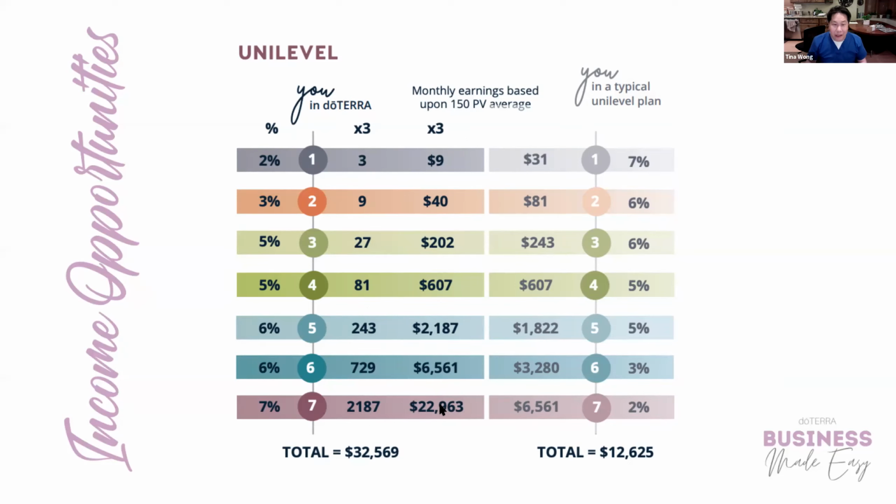So that's the difference here in doTERRA, with the same number of people, you're going to get almost $23,000 a month versus only $6,500 a month with other plans, if they go down to 7 levels. So the difference is $32,000, adding all these percentage levels. $32,000 with doTERRA, $12,000 adding everything here with other companies. It's almost three times as much based on just flipping the percentage, and doTERRA pays every commission out. So let me go back to here.